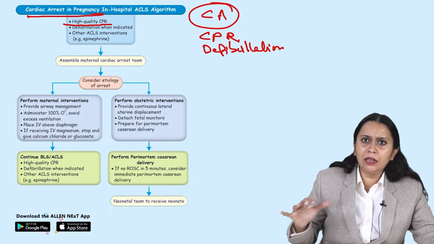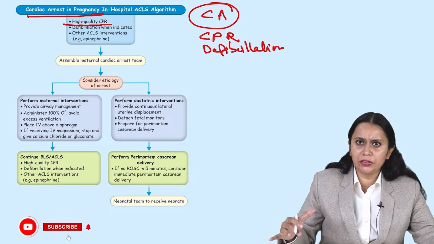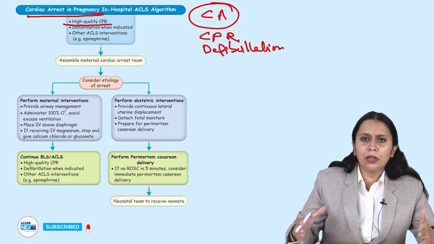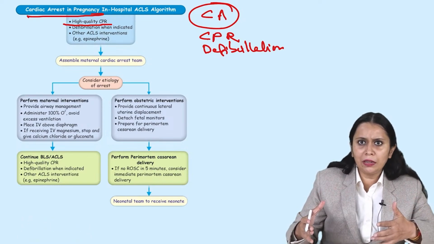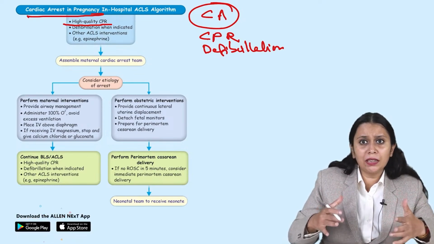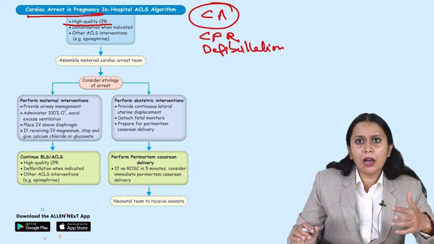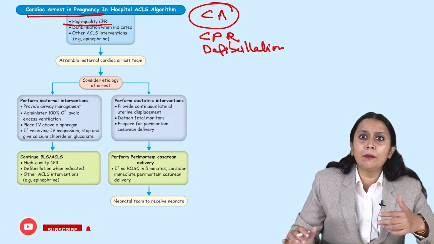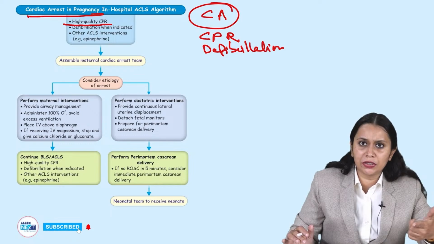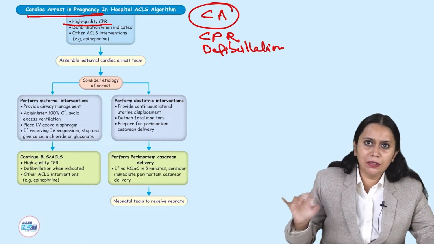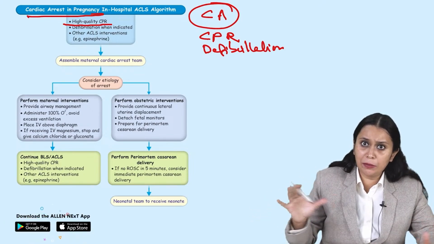There are some maternal interventions and some fetal interventions, because we have 2 patients, a mother and the fetus. So you are managing cardiac arrest in 2 patients at a time, right? And remember, a good outcome in both is dependent upon a successful maternal resuscitation. So your priority is the mother, not the fetus, right? Your primary priority is the mother.